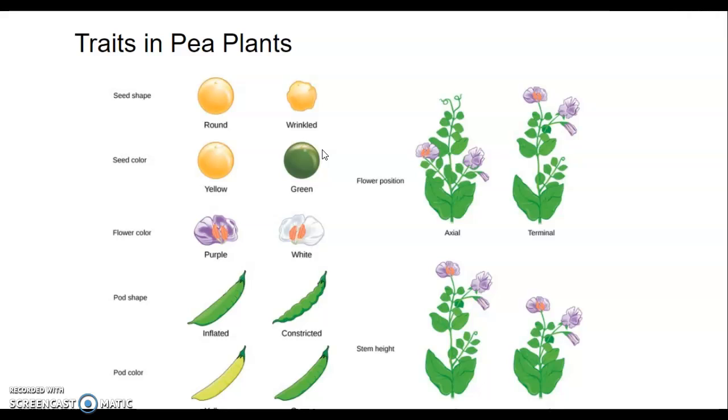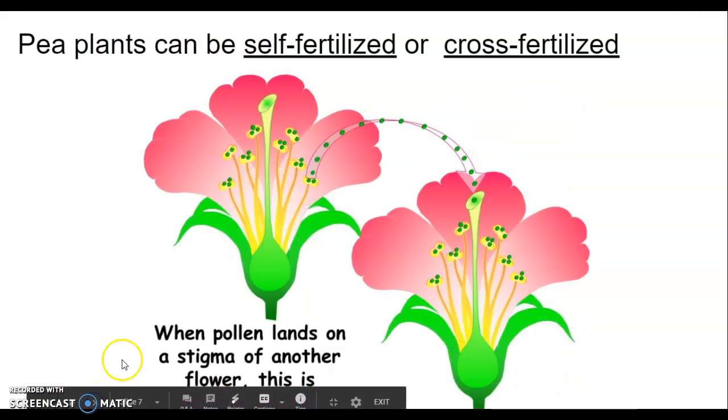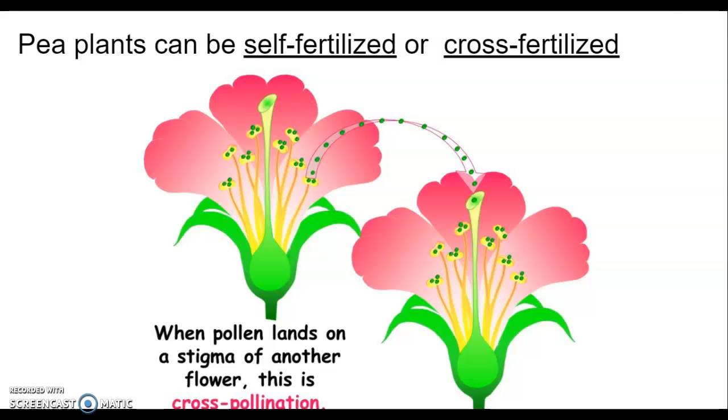So here's another picture showing the comparison. He would always find that there seemed to be two traits. For example, seed shape, they were either round or wrinkled. And he started to get curious what would happen when different plants were going to reproduce.